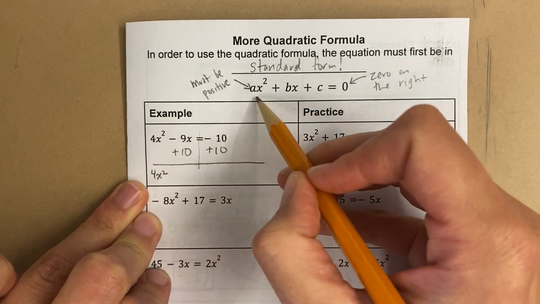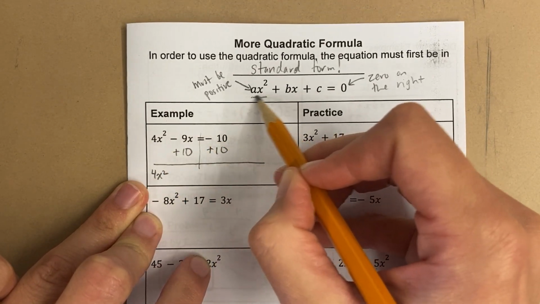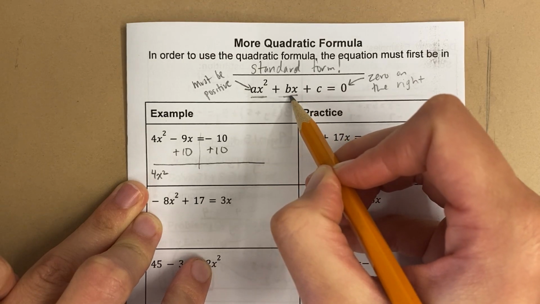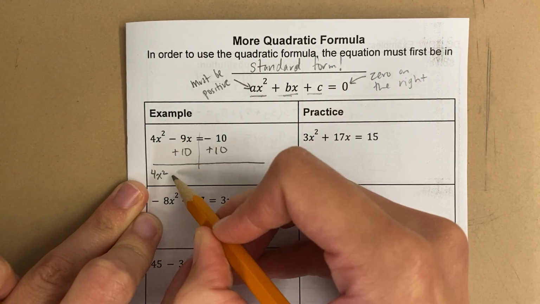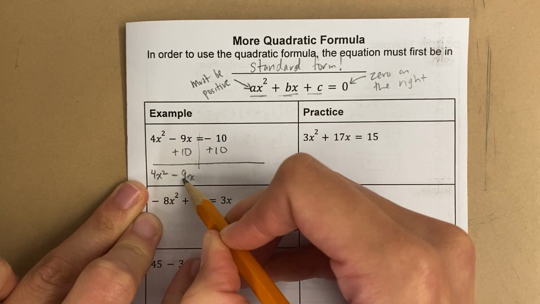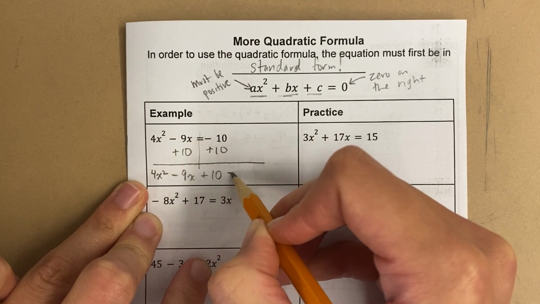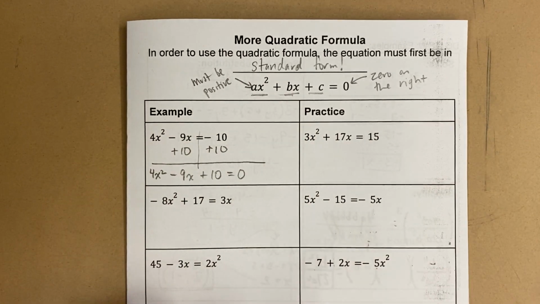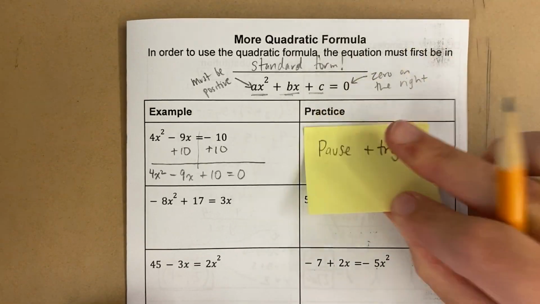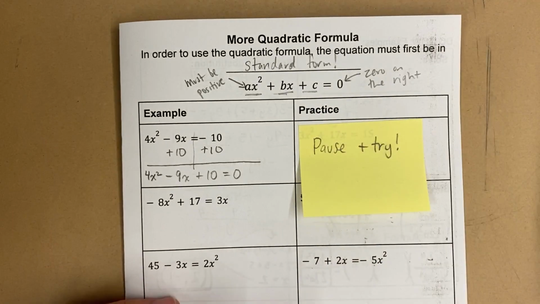and I'm always just going to make sure that the number times x squared is first, then the number times x, then the constant. So in this case, I already had 4x squared minus 9x. I'm going to bring down plus 10 equals 0. Looks just like that. Okay, go ahead, take a moment. Pause the video, try that question real quick.